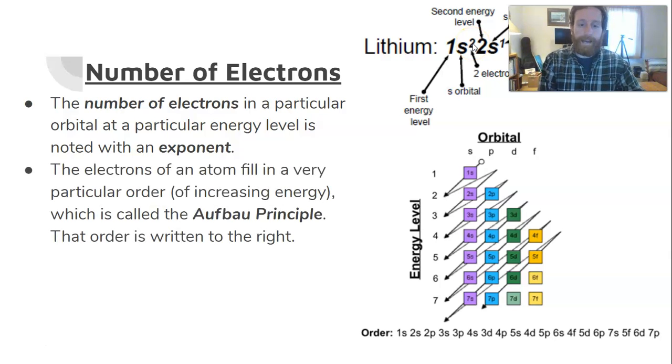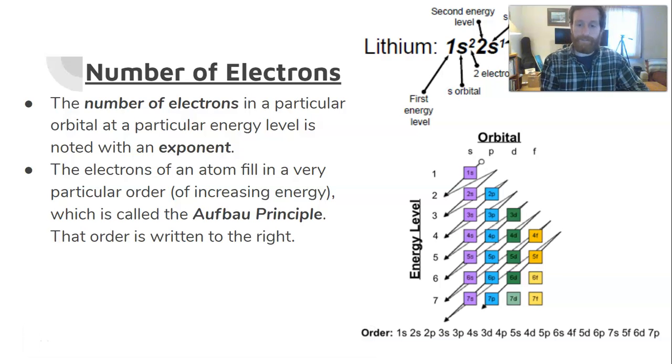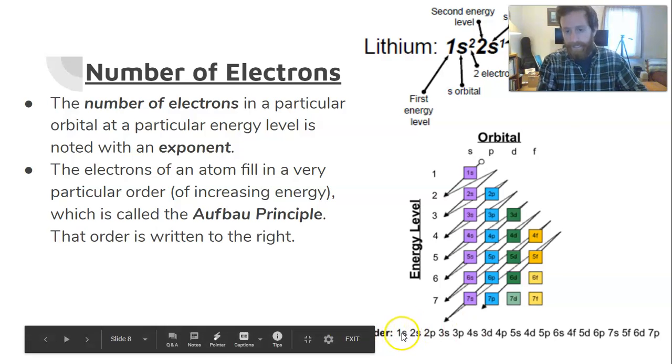The electrons of any atom fill in a very particular order of increasing energy, which is called the Aufbau principle. Aufbau is German for building up. You start at the bottom and you build up. And that order is written down here to the right. So this is the other half of the cheat sheet, is the order. The first half of the cheat sheet is how many electrons you can put in each orbital, and then the second half is the order that you fill in. And you'll note here that it starts at 1s, it moves to 2s, and then 2p, and then 3s and 3p, and then 4s, but then it jumps back to 3d.